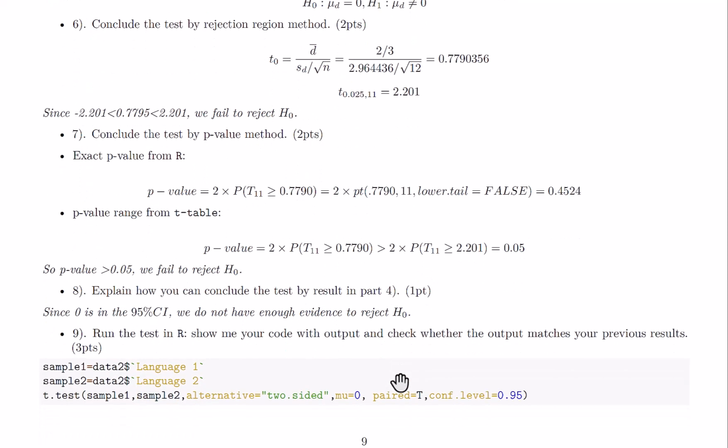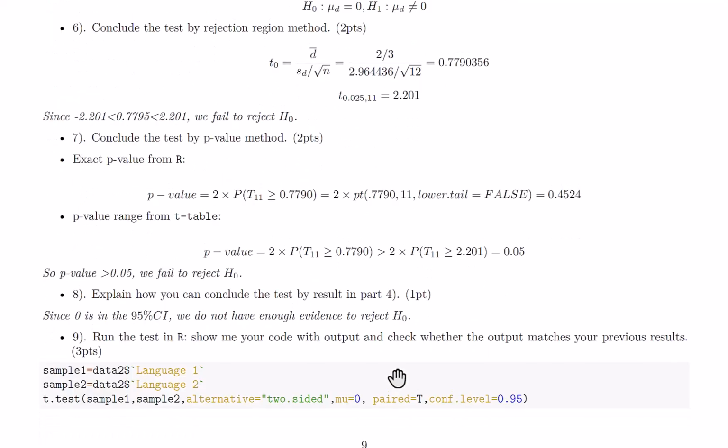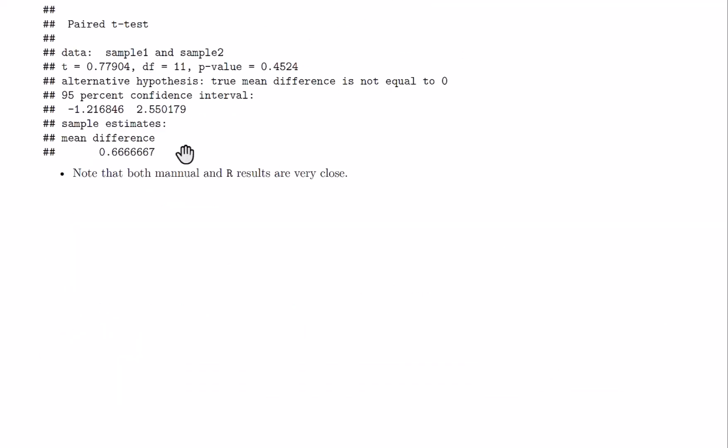And then the last part is about how to run this whole thing in R. So you import these two samples, right? And then specify alternative is two-sided, mu is 0. And here, very important, paired equals TRUE, okay? That's for paired T. You can see that's how we got this whole thing.